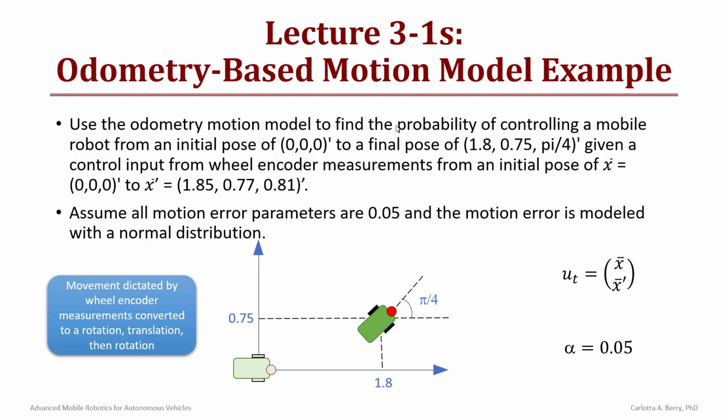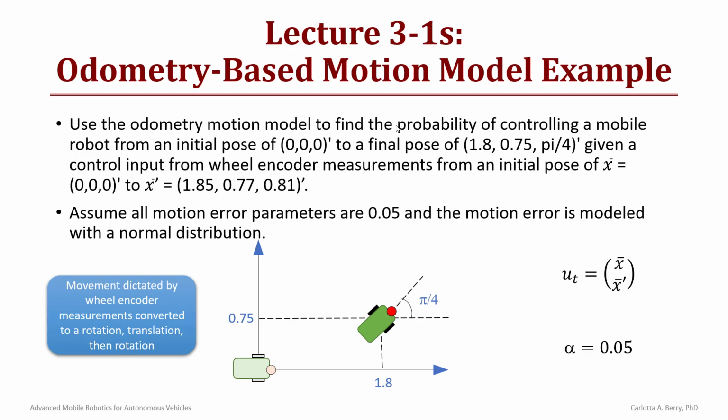Use the odometry motion model to find the probability of controlling a mobile robot from an initial pose of 0, 0, 0 to a final pose of 1.8, 0.75, pi over 4. Given a control input from the wheel encoder measurements that measured an initial pose of 0, 0, 0 to a final pose of 1.85, 0.77, 0.81. Assume all motion error parameters are 0.05 and the motion error is modeled with a normal distribution.